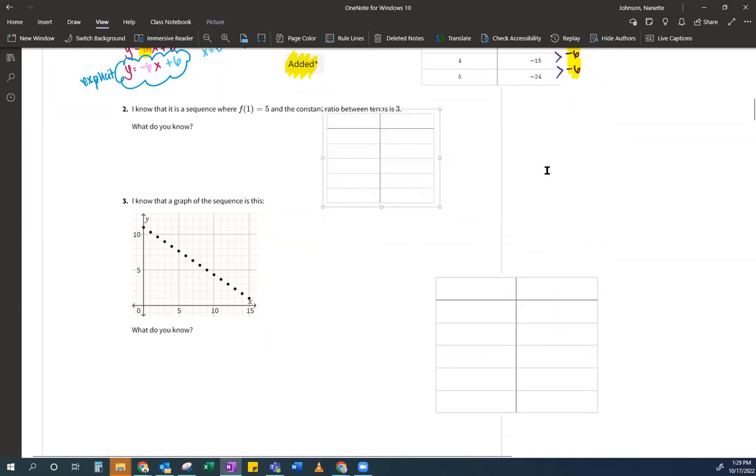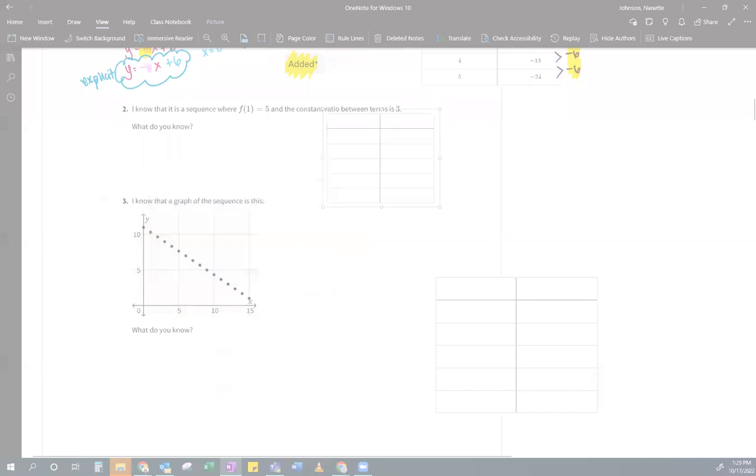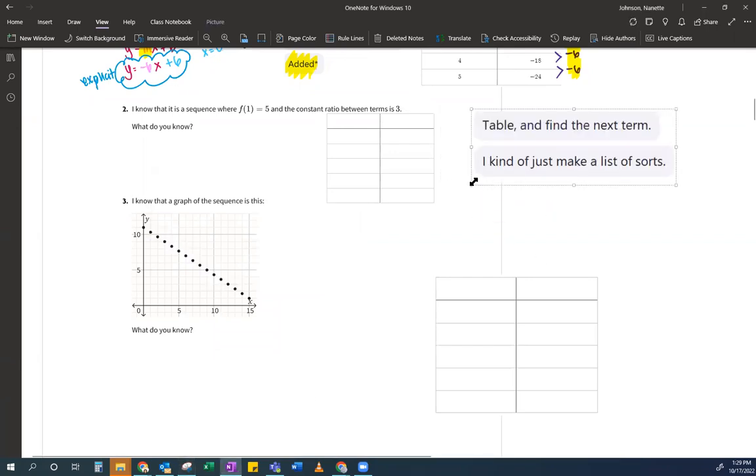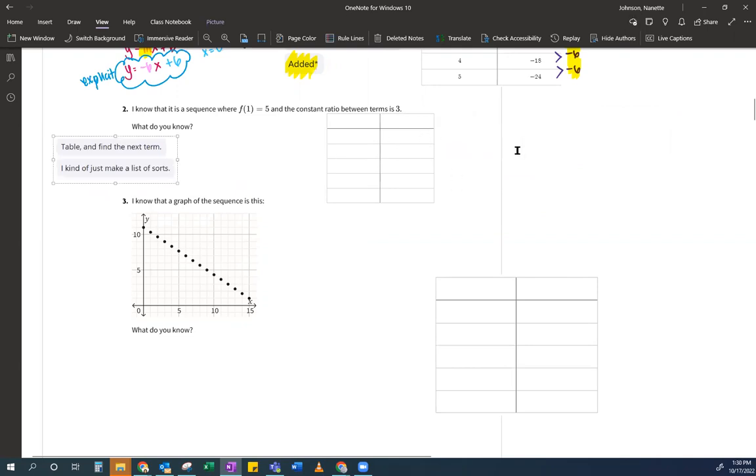Yeah, me too, I would do exactly that. So this is what someone says: Hey, Miss Johnson, the very first thing I do is find the table and the next term. And then this person describes it, because it's kind of like a list. That's exactly where my brain goes. This is a very sequential type of thought, right? And I'm going to put this over here, because you know it's going to come over here.